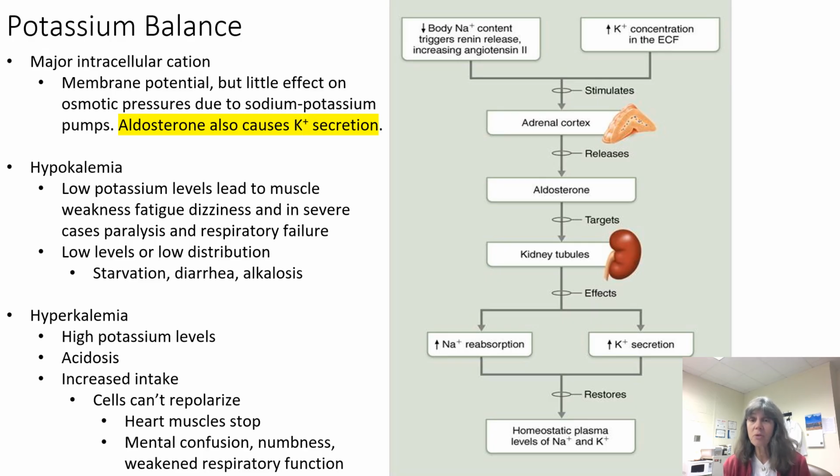But if we've got too much, that can also stimulate the adrenal cortex to release aldosterone, which will target the kidney tubules, causing increased potassium secretion, restoring plasma levels of potassium. And remember that as that happens, aldosterone is also going to cause increased sodium reabsorption so that we can reabsorb water at the same time.